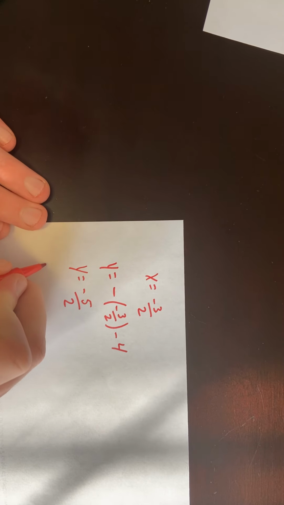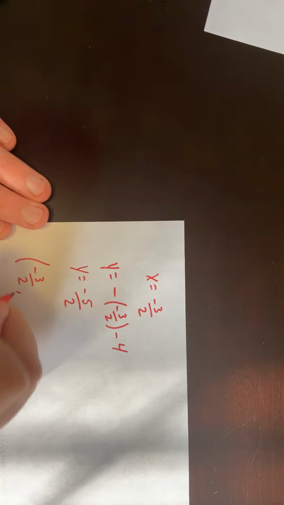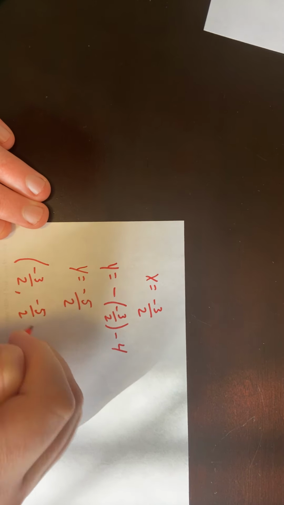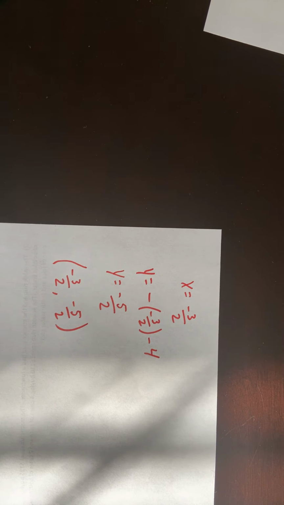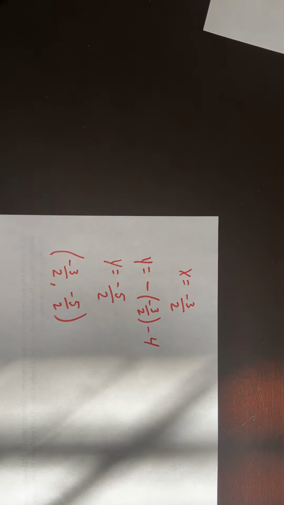So remember, the solution is a coordinate point. We have x being negative 3/2, and we have y, which we just found, to be negative 5/2. Okay, so if we were to look at the graph of that quadratic and the line intersecting, we would see that they intersect at the coordinate point negative 1.5, negative 2.5.